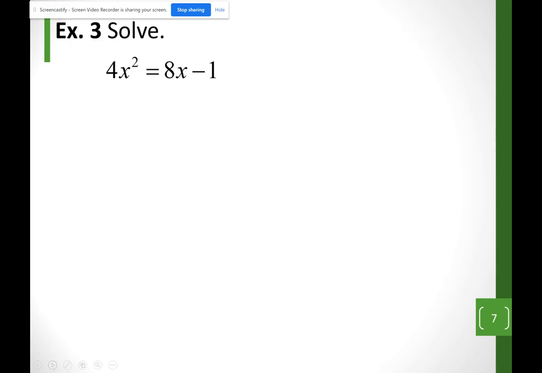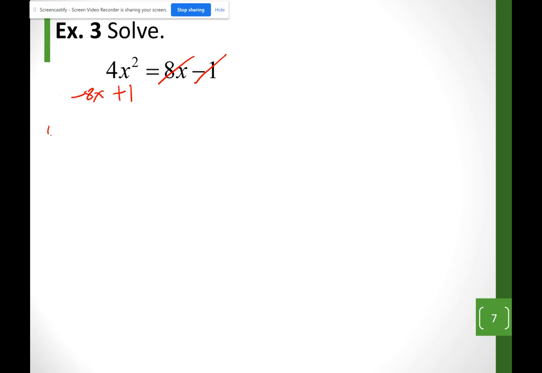Make sure the right side is equal to 0. So in this case, before I start identifying what's my A, my B, and my C, I'm going to move everything to where the x squared is positive. So in this case, I'm going to move everything to the left. So I have the 8x, I'm going to move it as a negative 8x. The minus 1, I'm going to move it over as a positive 1.